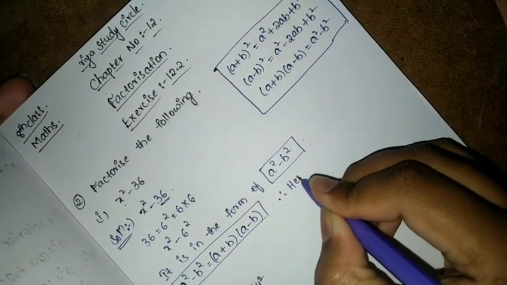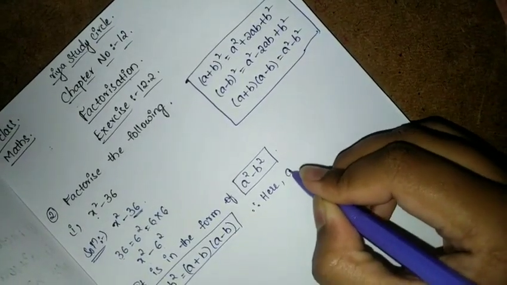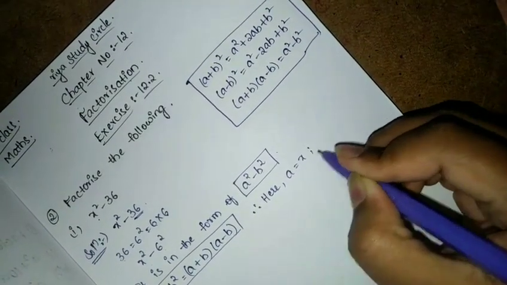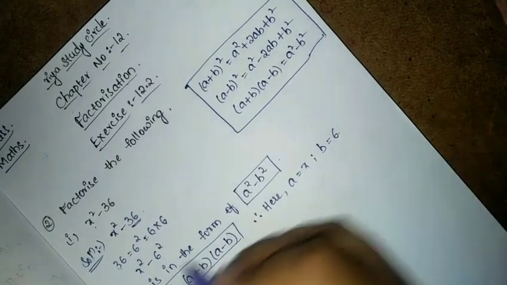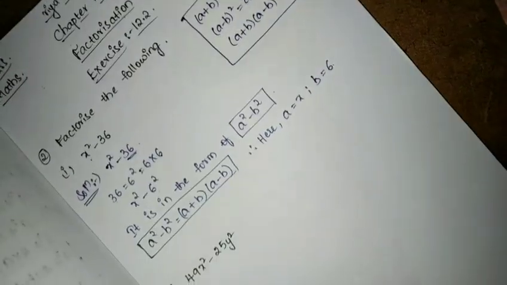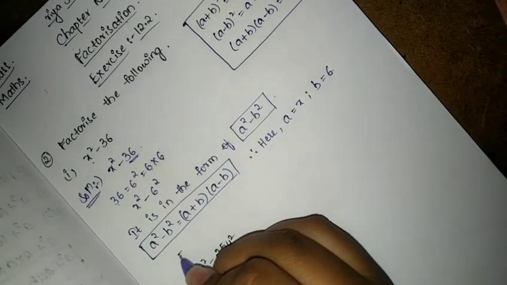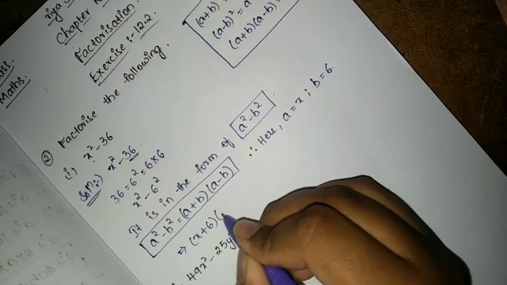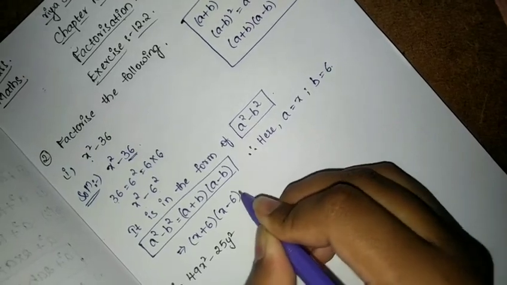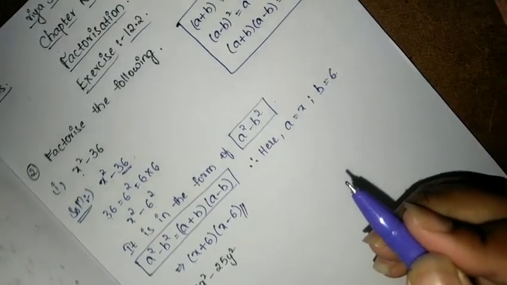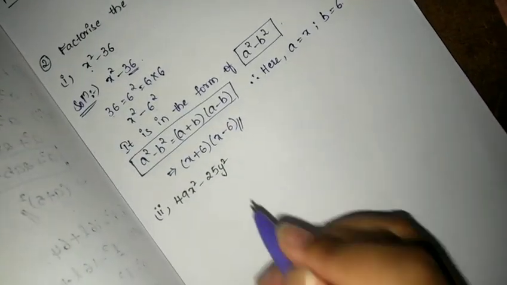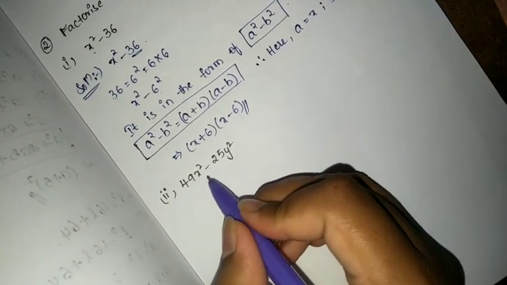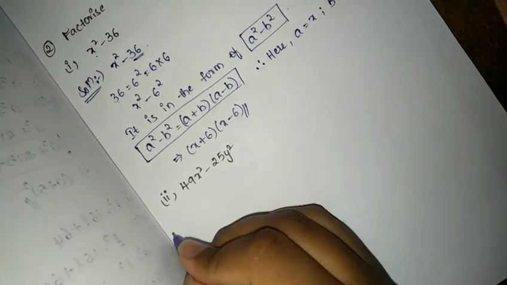Here a is x and b is 6 from this expression. So the formula for this is (x plus 6) into (x minus 6). This is our final solution. So next problem is 49x square minus 25y square.